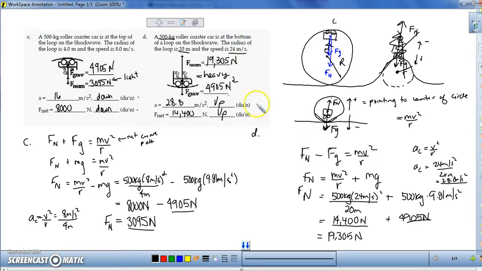So this is the roller coaster at the top and the bottom, and this explains why you feel heavy and light at the top and the bottom.